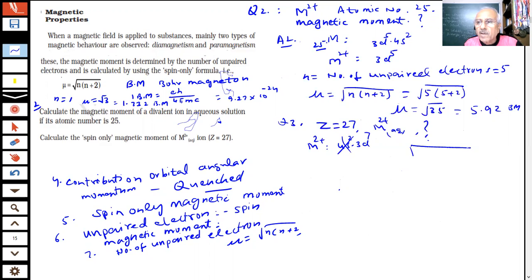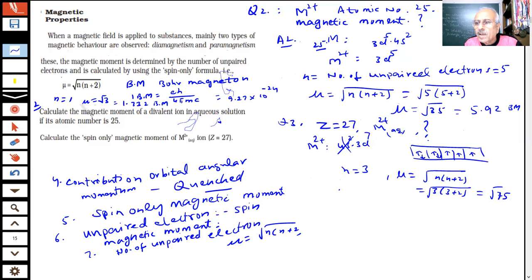So we have to be careful now. How many unpaired? 1, 2, 3, 4, 5, 6, 7. So 3 unpaired electrons. N is equal to 3. Mu is equal to square root of n into n plus 2, 3 into 3 plus 2, 3 into 5, under root 15. That is 3.87 Bohr magneton.